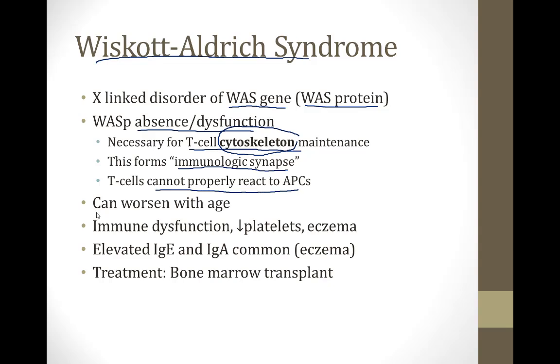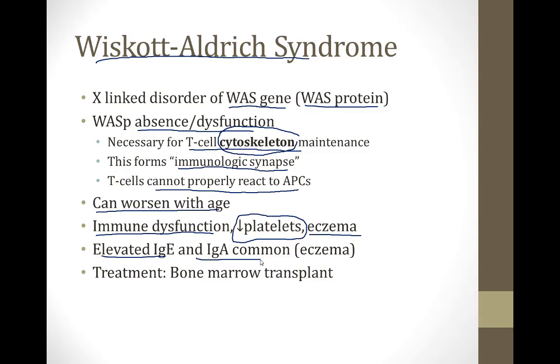This syndrome can worsen with age. Some children are born with some functional WAS protein, and then that amount of functional protein declines as they age. The people with this disorder obviously get immune dysfunction because their T cells don't work. In addition, they have low platelet counts. The mechanism for this is incompletely understood, but it seems to get better after splenectomy, so there is some consumption of platelets that occurs in this disorder. And then finally, people with this disorder often suffer from eczema. They have a lot of hypersensitivity. You can find elevated IgG and IgA levels when you do antibody testing on these patients.